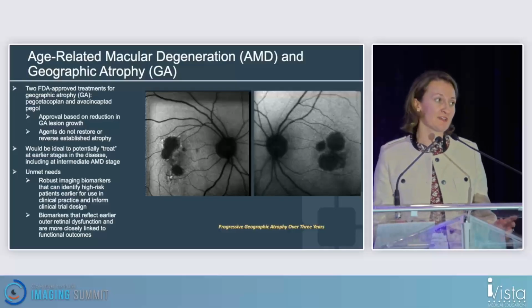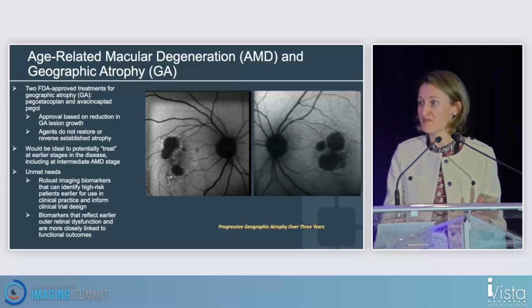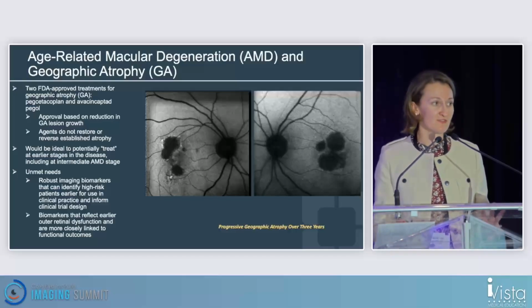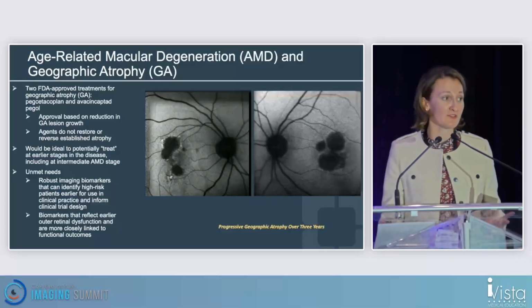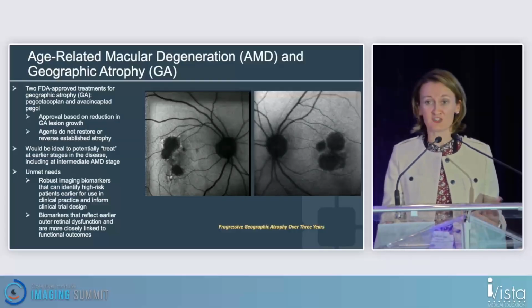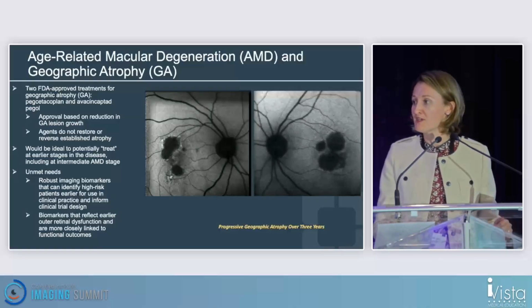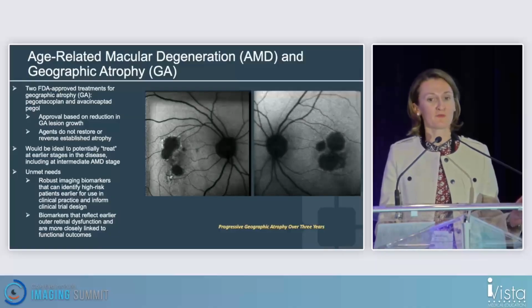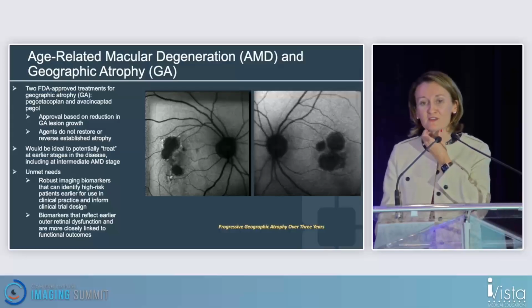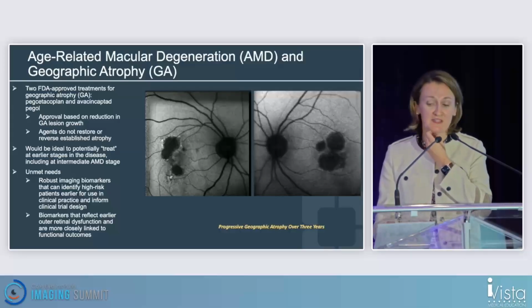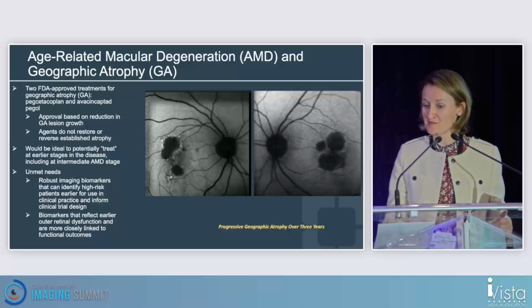So we're really lucky, I think, in the field of retina now to have some FDA-approved treatments for geographic atrophy, 2 agents, and these were, as we know, approved based on reduction of GA lesion growth. But I think as practicing retina specialists, we're aware of some of the limitations of the therapies that currently exist on the market, and that these agents don't restore or reverse established atrophy.